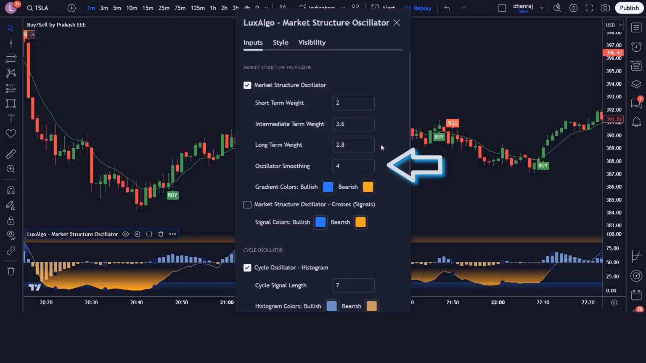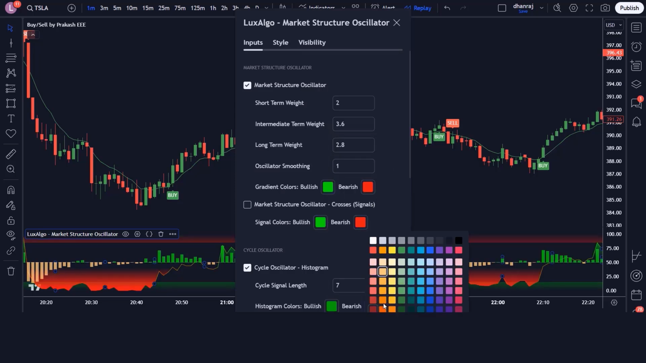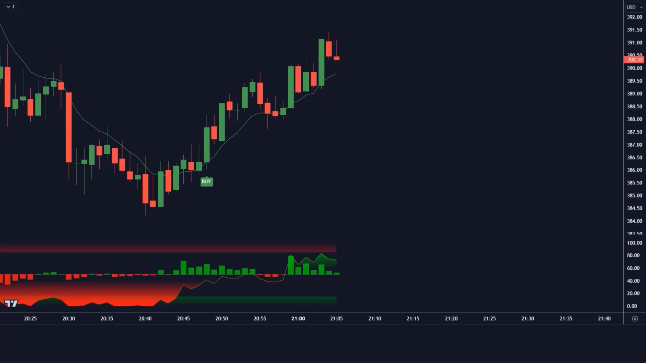We have to change the oscillator smoothing option from 4 to 1. We have to change the color. Now our setup is ready.